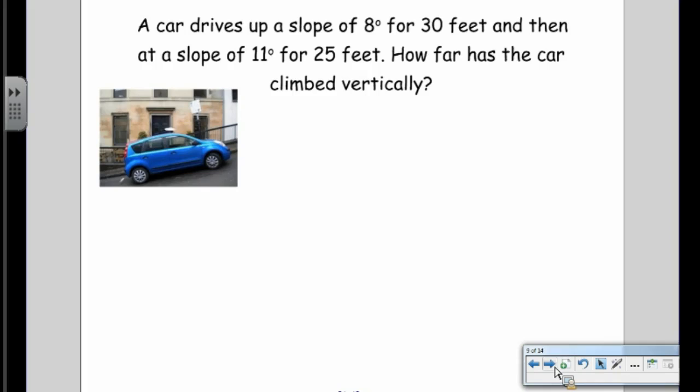Or what about a parking garage? You drive up a ramp, but then you stay horizontal for a while, and then you drive up another ramp. I'm not asking how far the car drove. I'm asking what height the car is at, vertical distance. So we have the ground. Let's make this the ground. We have the car. They're going to drive up a slope. It's actually a very small angle, but I'll make it larger just so you can see.